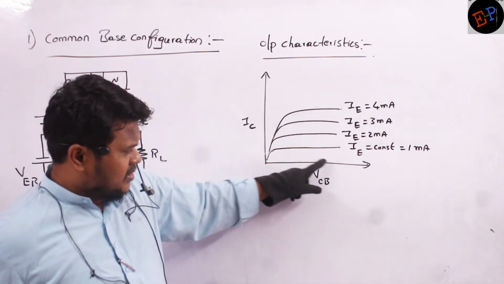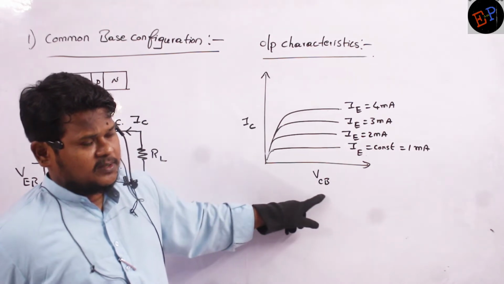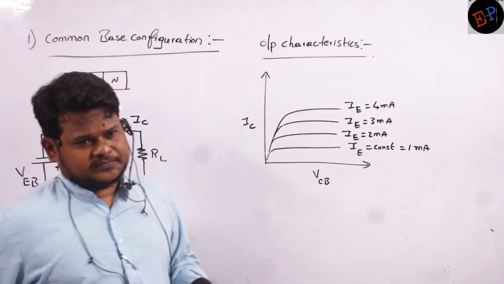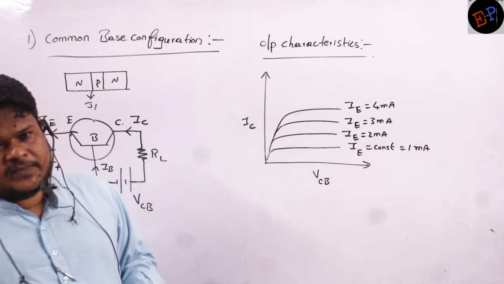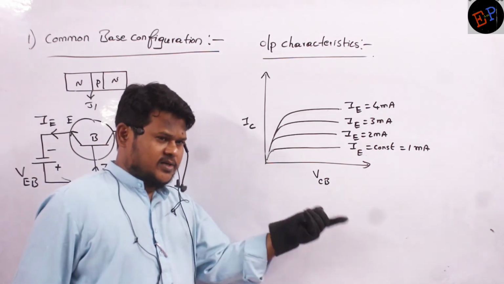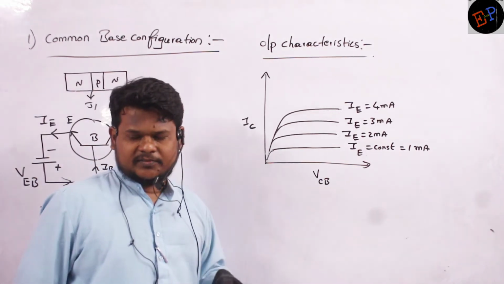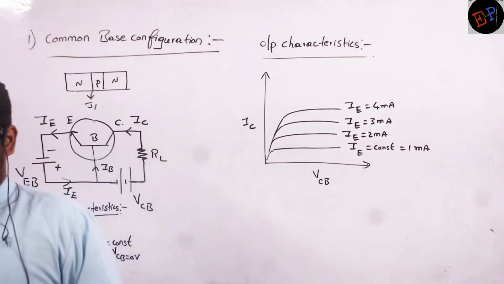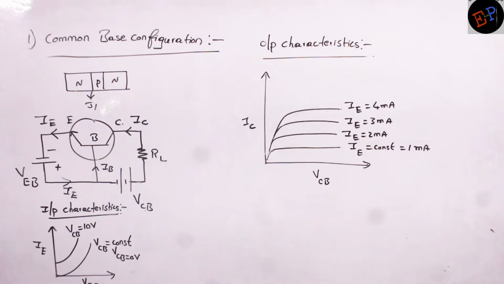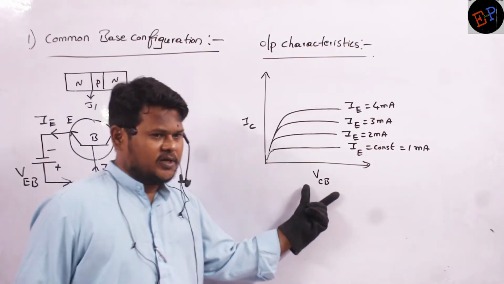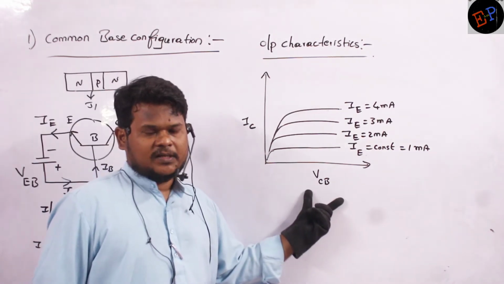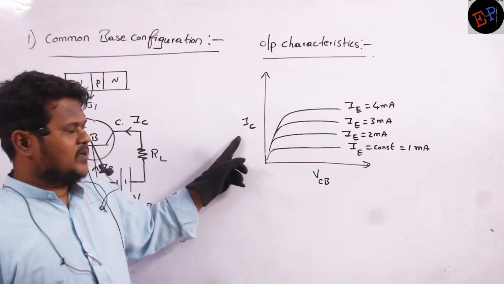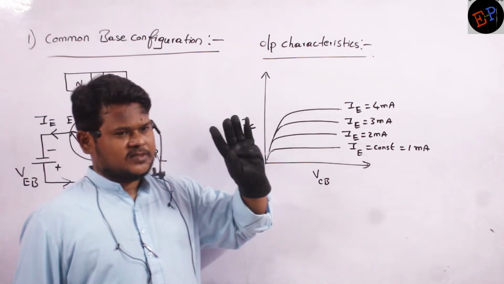So even if you increase output voltage VCB, output current is not increasing. That is what we see here. Output voltage you are increasing, current should increase, no? But current is not increasing. What can be the reason? We are not discussing VEB. We are discussing VCB, output voltage, collector base voltage, and output current. In every condition, IE is made a constant.